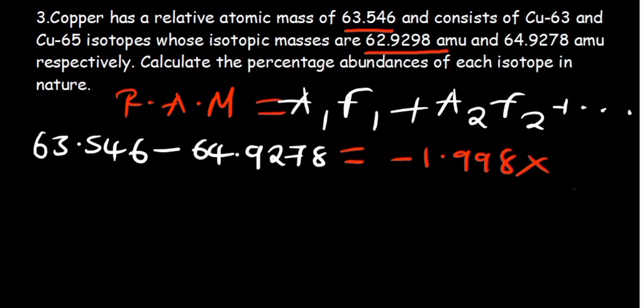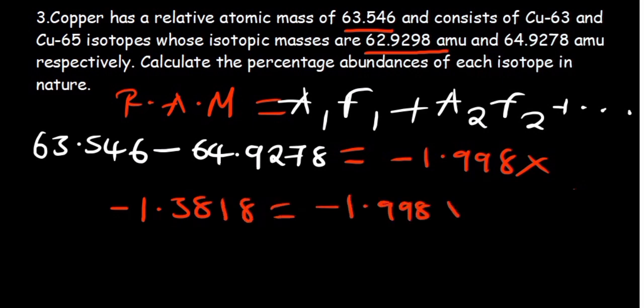What do we need to do there? Subtract what is on the left. 63.546 minus 64.9278. We have a negative 1.3818 being equal to negative 1.998x. So divide that by 1.998. The value of x that I'm getting is basically 0.69. Okay, 0.692.